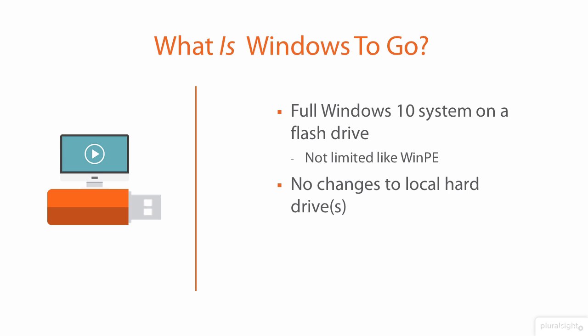And when you boot a system to Windows To Go, you don't actually see the local hard drive, so no changes are made to it. And being a flash drive, Windows To Go is more portable than an external hard drive, even though those animals are getting pretty conveniently small themselves these days.